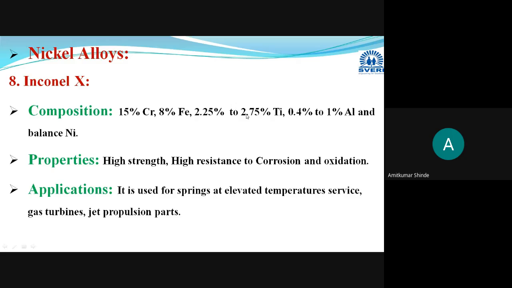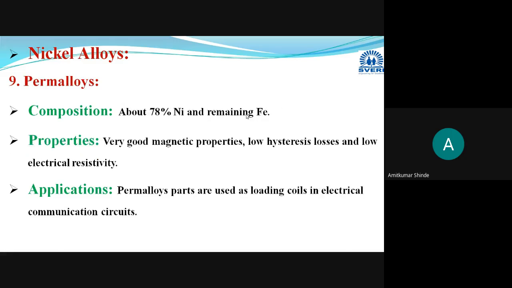And after Inconel X, the next is the Permalloys. Permalloys are alloys of nickel and iron. 78% nickel will be there, and approximately 22% iron. They have very good magnetic properties, very low hysteresis losses, and low electrical resistivity.